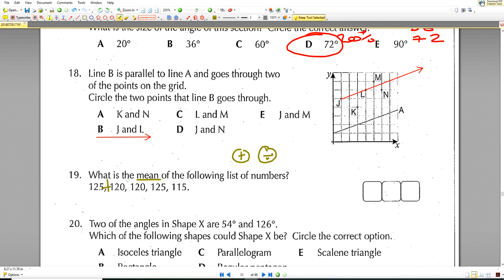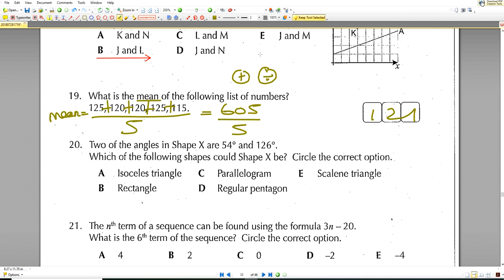So let's add them all up. We've got 1, 2, 3, 4, 5 values, so we divide by 5, and that will give you the mean. The mean is always about adding up your data values and dividing by how many data values you have. So for number 19, if we add them all up, that should give us a total of 605. We divide it by 5 data values, giving us a result of 121.